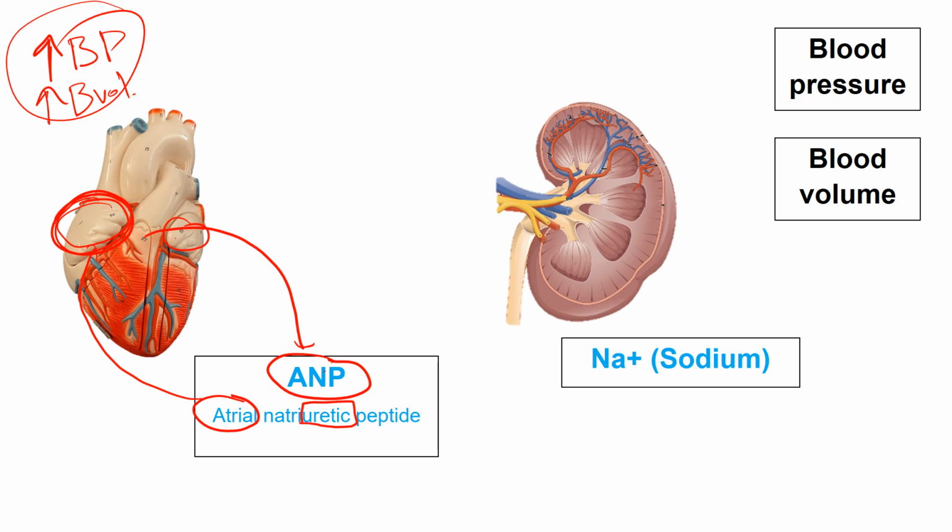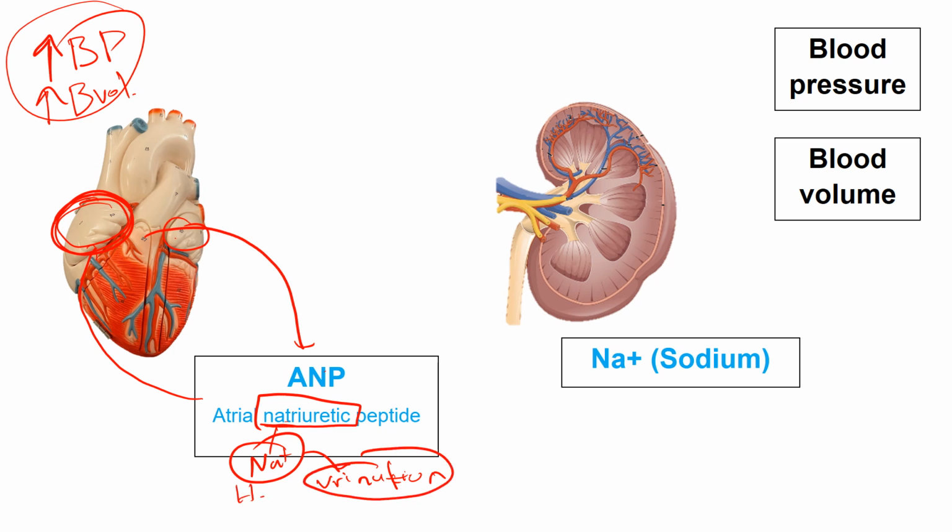ADH, antidiuretic. So uretic, right? That means urination, diuresis. And what is that urination? Well, what does natri mean? This part has to do with sodium. When the sodium in blood is high, it's called hypernatremia. If the sodium level is low, it's called hyponatremia. So natriuretic and natremia have to do with sodium. So it's telling you that this hormone makes you urinate sodium, okay? So this hormone makes you urinate sodium, and we just said that if you get rid of the sodium, water follows the sodium.